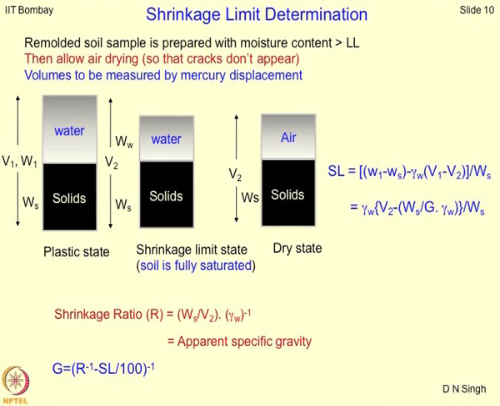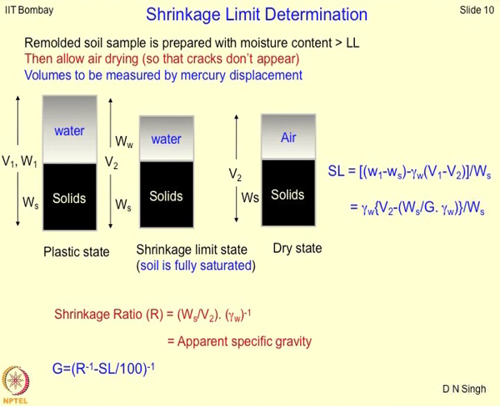So, now I can define the shrinkage limit by using a simple weight-volume relationship. You get a relationship like this: the weight difference, minus the unit weight of water multiplied by the volume difference, divided by the weight of the solids which are present. This is also equal to the unit weight of water multiplied by the final volume minus this relationship, divided by Ws. So, you can use both equations to get the shrinkage limit of the soil mass.